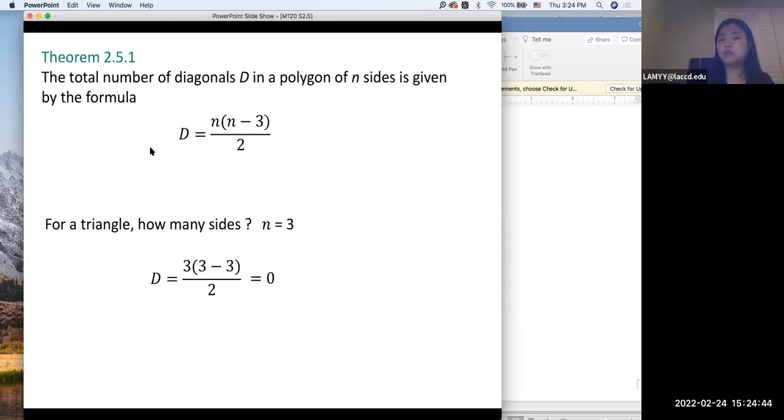Okay, I need you guys to remember this formula. N represents the number of sides of the polygon. The D will be how many diagonals you will have.